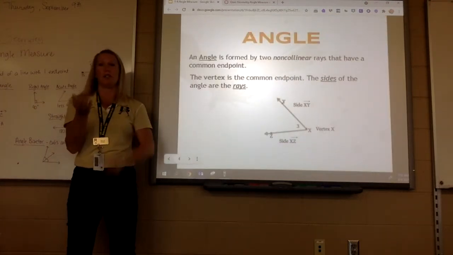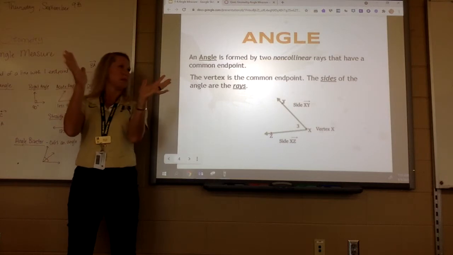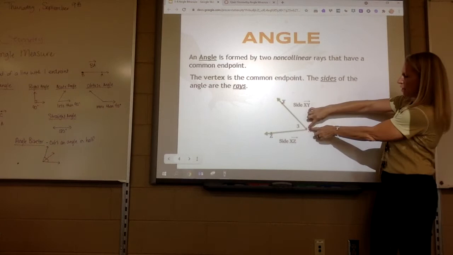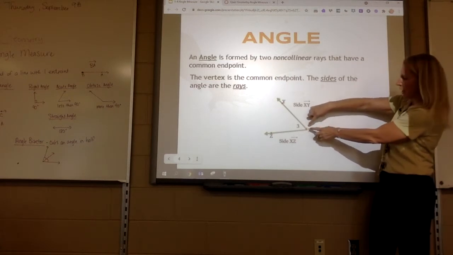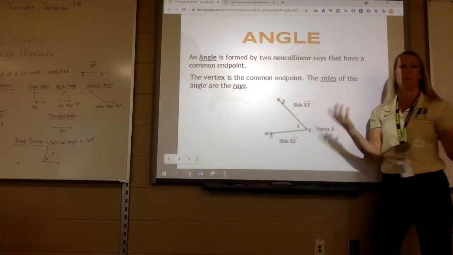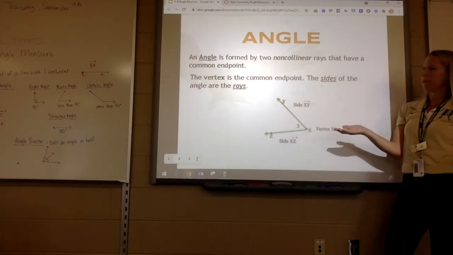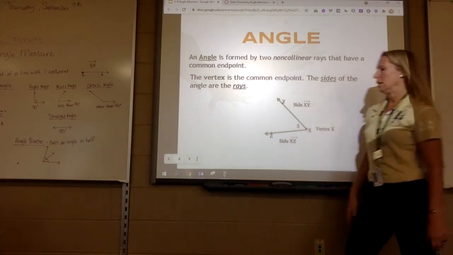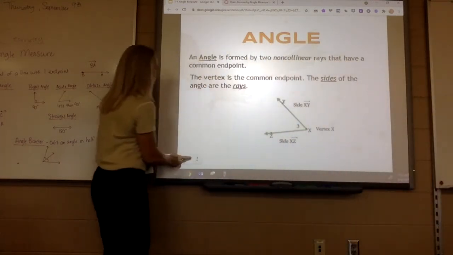So an angle is just made up of two rays. Okay? So I've got this ray right here. Always start with the endpoint, which we'll call a vertex. Ray XY and ray XZ make up that angle. So the common endpoint is called a vertex. An angle is just made up of two sides.